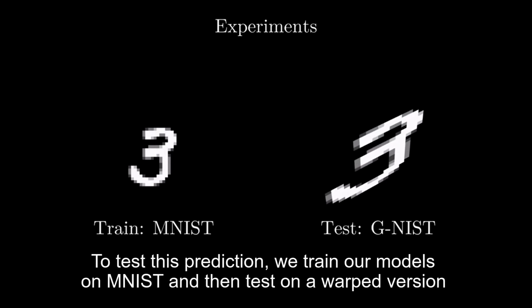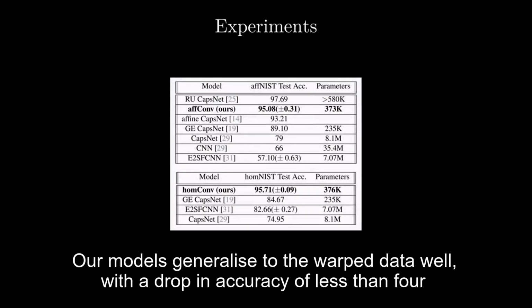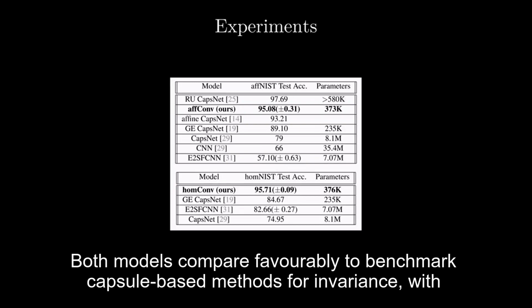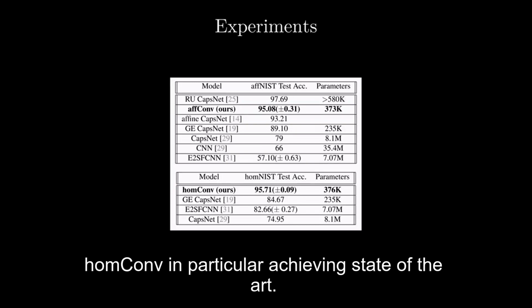To test this prediction, we train our models on MNIST and then test on a warped version of the MNIST test set. Our models generalize to the warped data well, with a drop in accuracy of less than 4% each. Both models compare favorably to benchmark capsule-based methods for invariance, with HOMConv in particular achieving state-of-the-art.